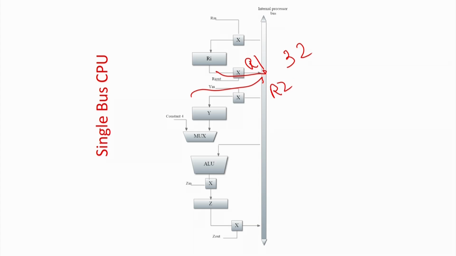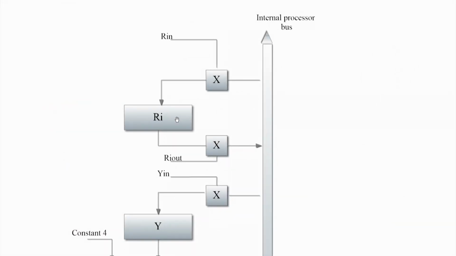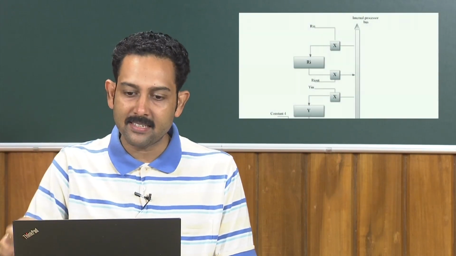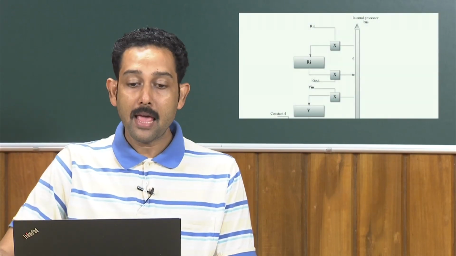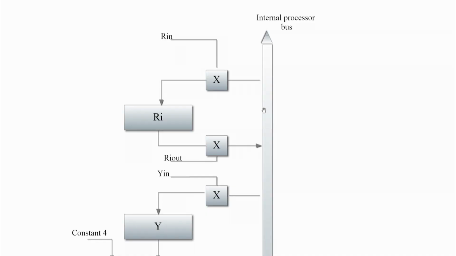So, while giving any output to the internal CPU bus, we have to be very, very careful that only one register or one ALU or one memory buffer register, etc. is loading into the internal bus. Multiple parties cannot output at a single go in the internal CPU bus. That is very, very important.